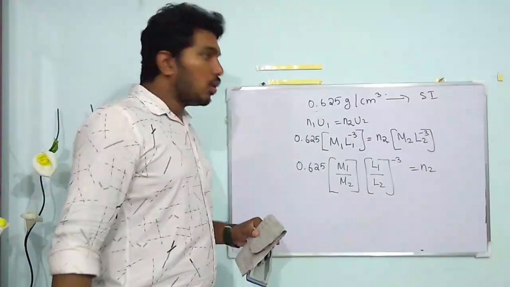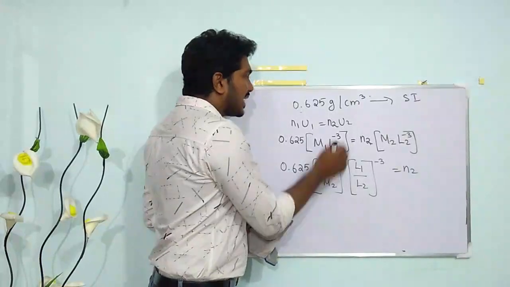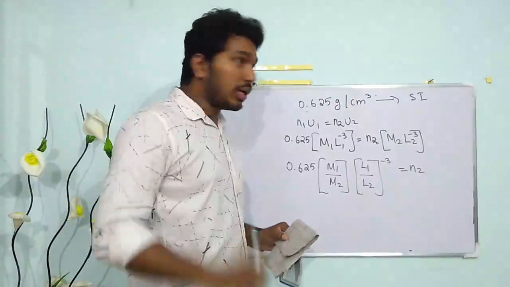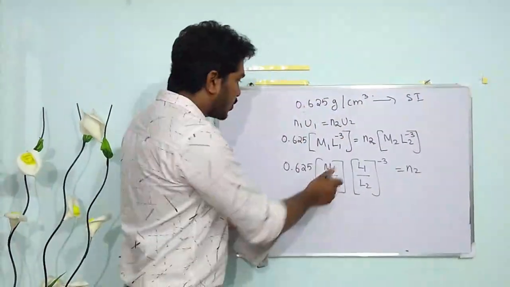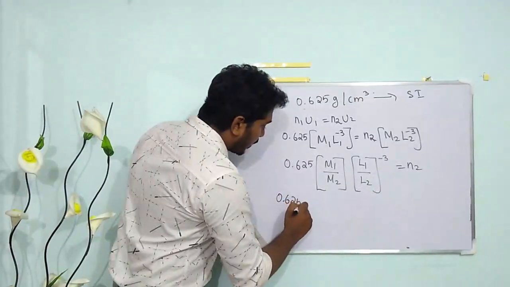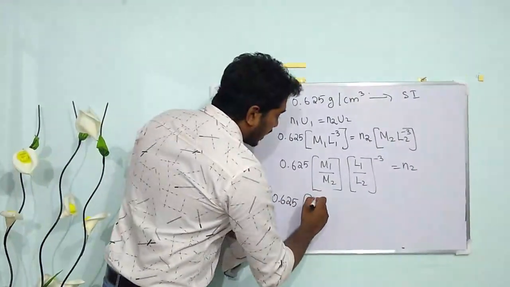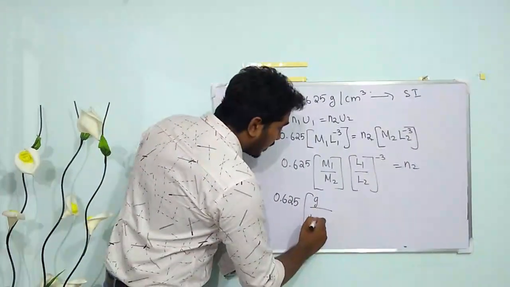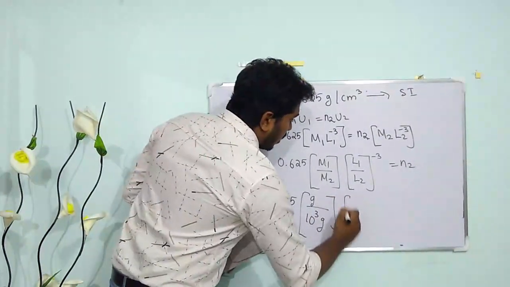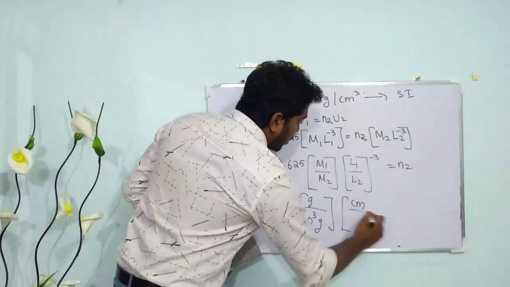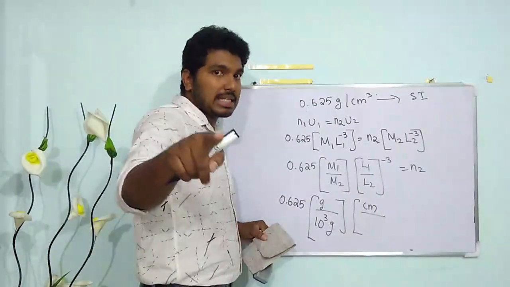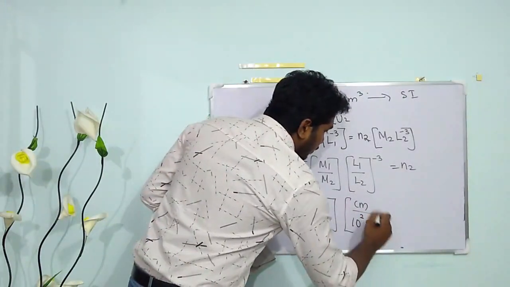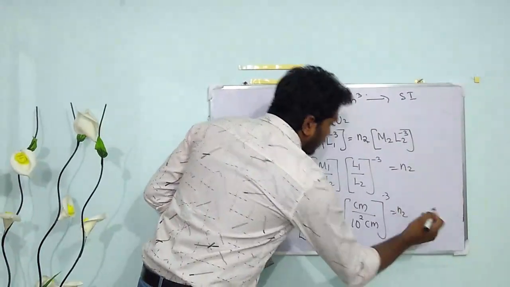Now, what we can do here is, M1 is actually in gram. In SI unit, what is the unit for our mass? It is kilogram. And for length, it will be meter. So I'm writing it like that. 0.625, M1 is gram, by M2, in kilogram. 1 kilogram is how much gram? It is equal to 10 raised to 3 gram. By L1, centimeter is given, centimeter by L2, which corresponds to meter, the SI unit. And 1 meter is equal to 100 centimeter, 10 raised to 2. Minus 3. That will be equal to M2.